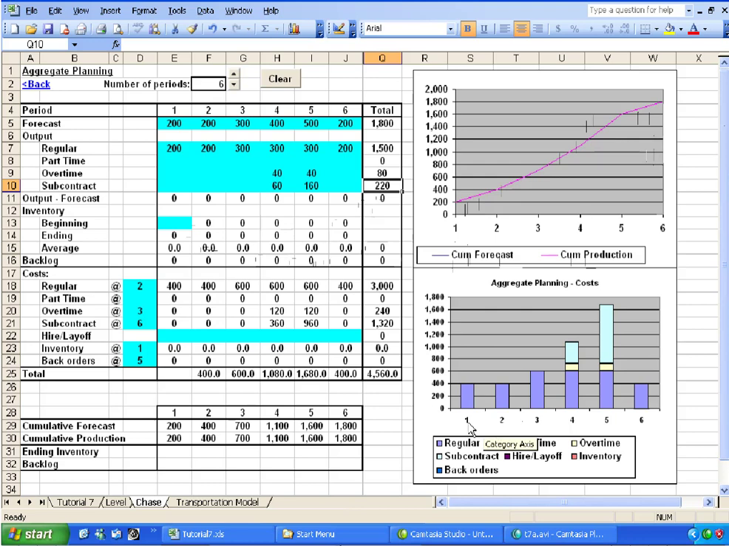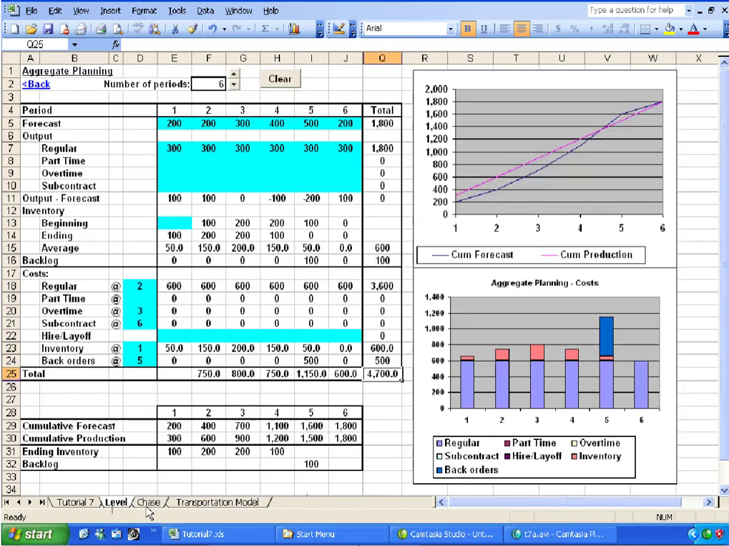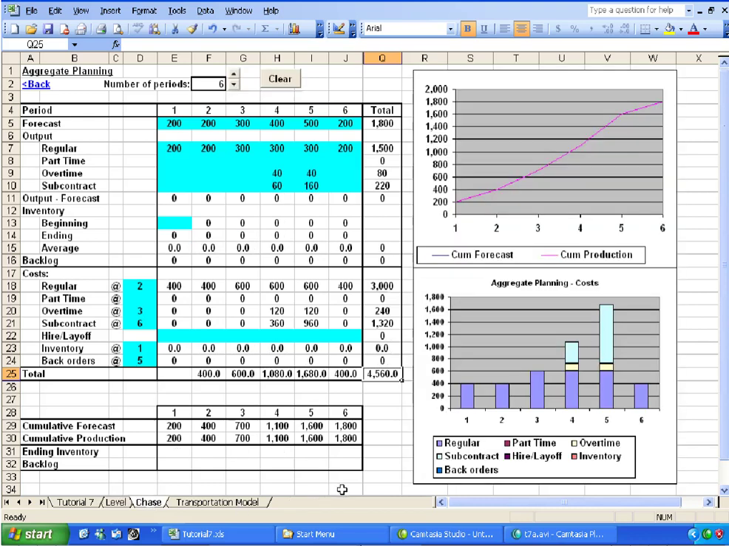Also notice in the second graph, our regular cost is relatively low for the first two and the sixth periods. Then in the fourth period, we incur overtime and also a relatively large amount of subcontracting. But our total cost at $4,560 is still less than our total cost for the level approach. So we have found an improved production schedule by using the chase approach.